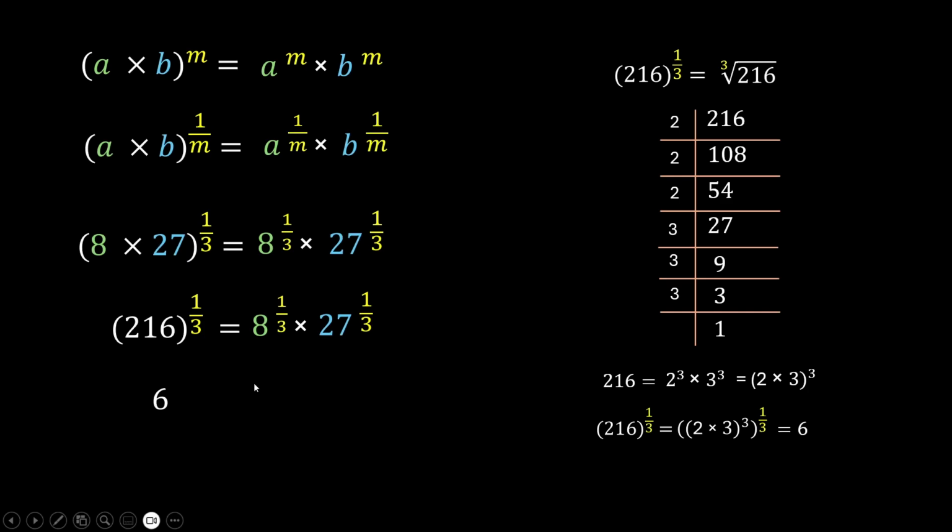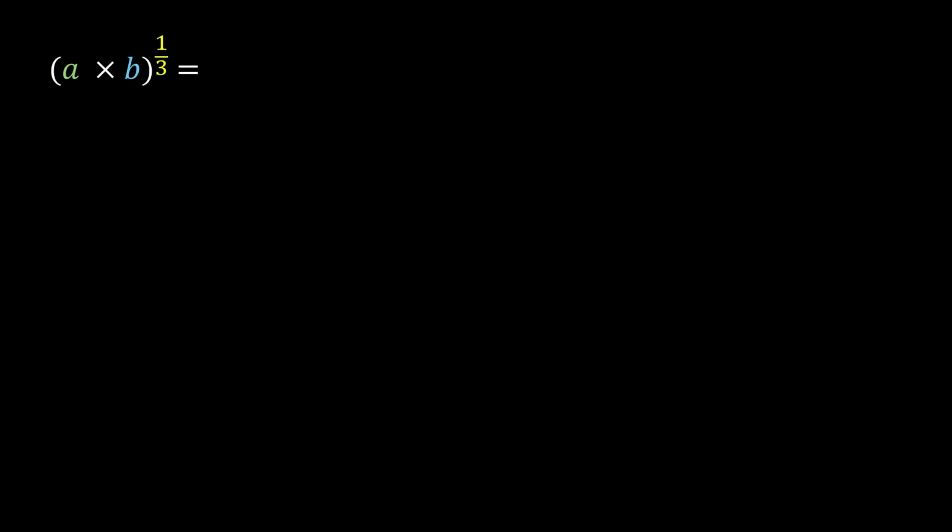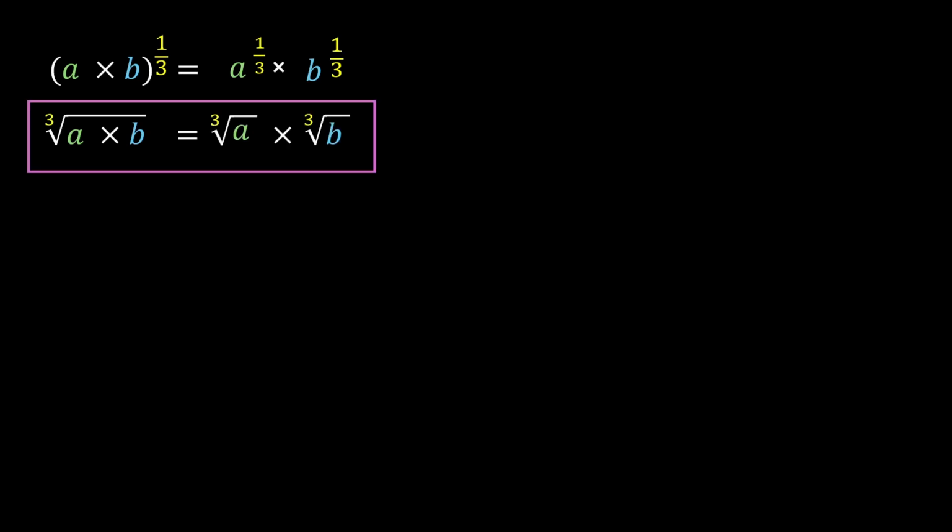Cube root of 8 is 2 and cube root of 27 is 3. So, the equation is equal. That means this is verified. So, we can just say that (a into b) raised to power 1 by 3 is actually equal to a raised to power 1 by 3 into b raised to power 1 by 3, or cube root of a into b is equal to cube root of a into cube root of b, right?